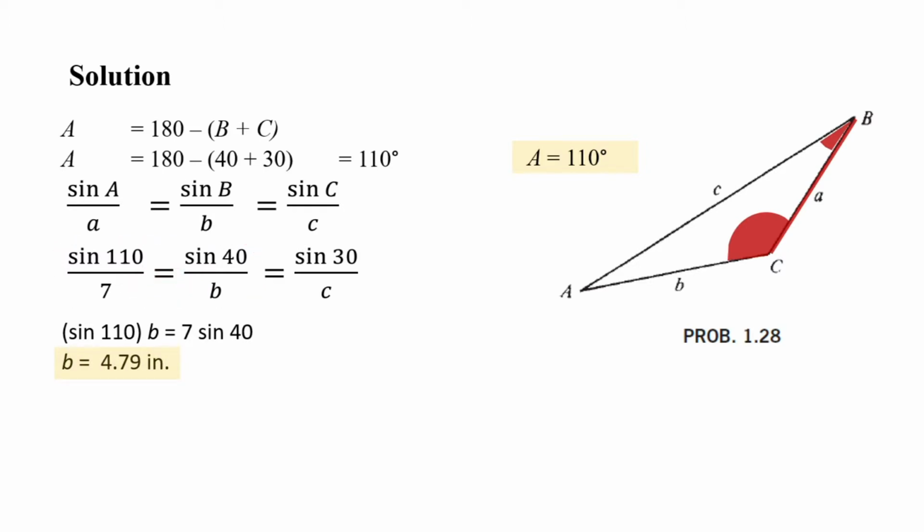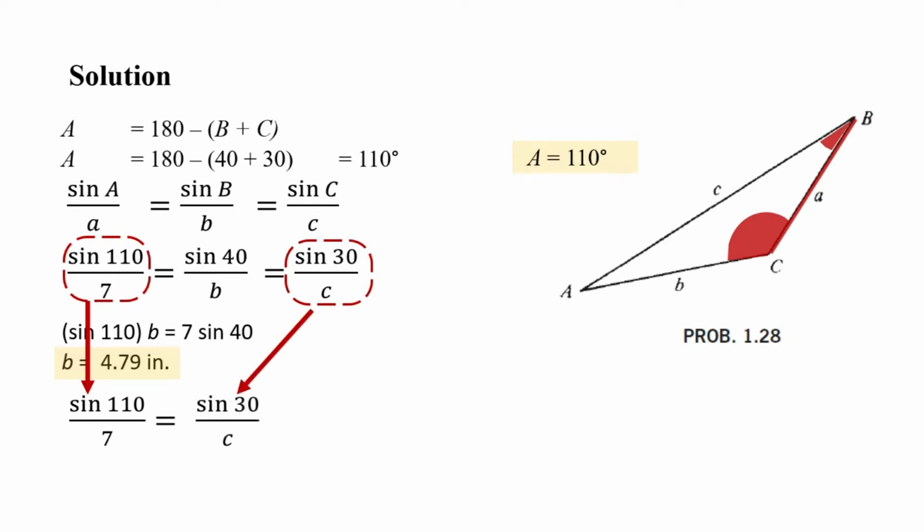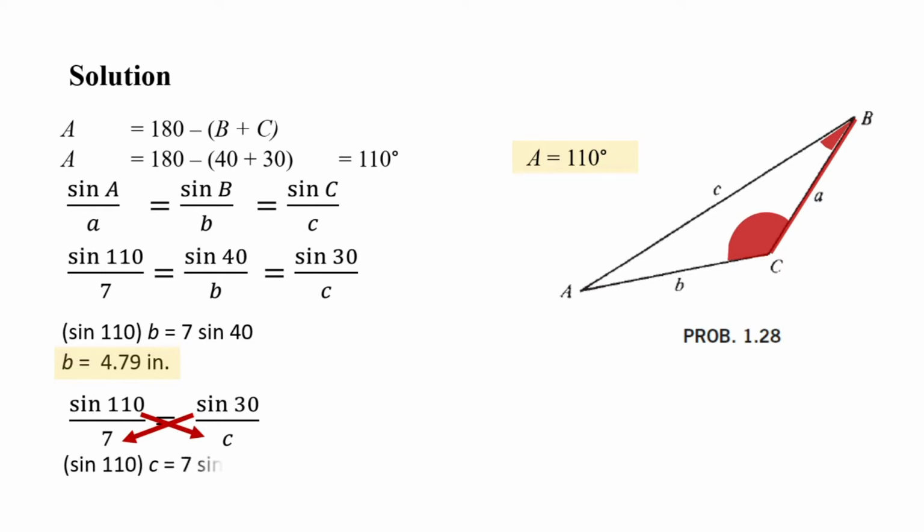And we already computed angle A, so what's missing? We have one more thing to do, which is side C. So we're going to take this term and this term, cross multiplication, and we can solve for C. C should be 3.72 inches.